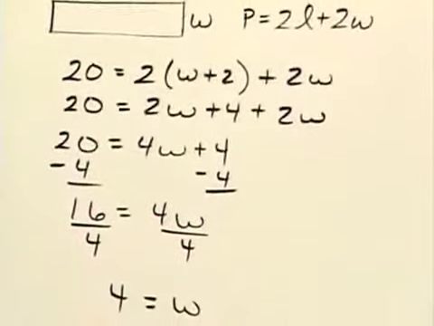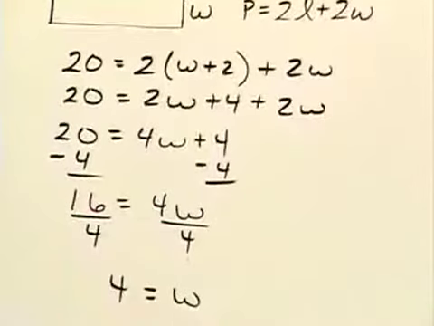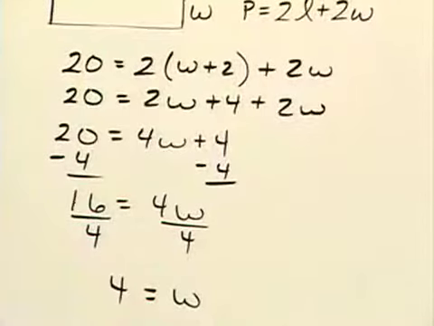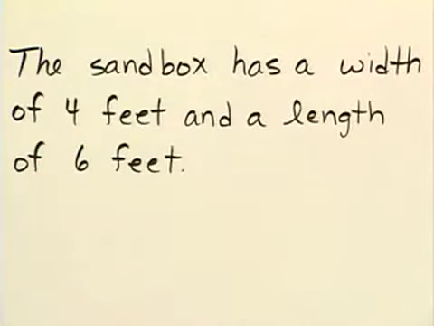Now W stands for our width here, so the width of this rectangle has to be 4 feet, while the length has to be 2 feet longer, which would be 6 feet. The solution of this problem in a complete sentence is: the sandbox has a width of 4 feet and a length of 6 feet.